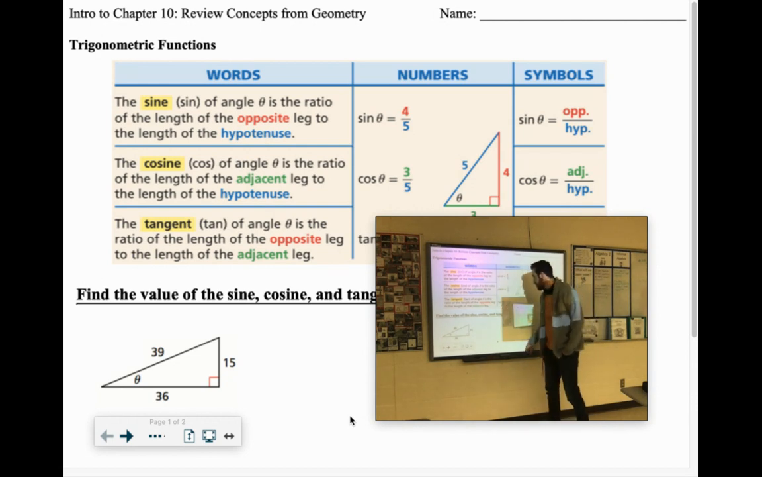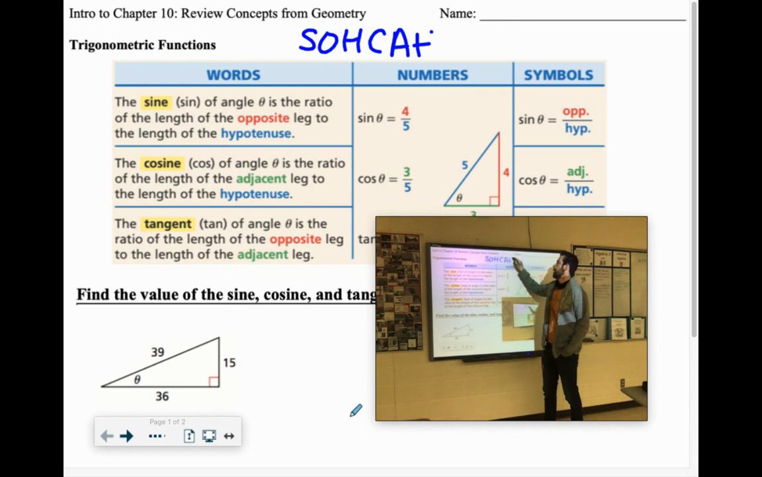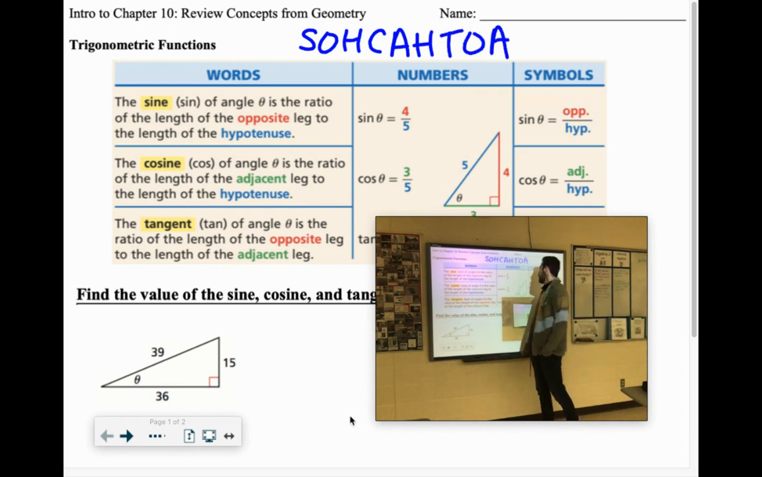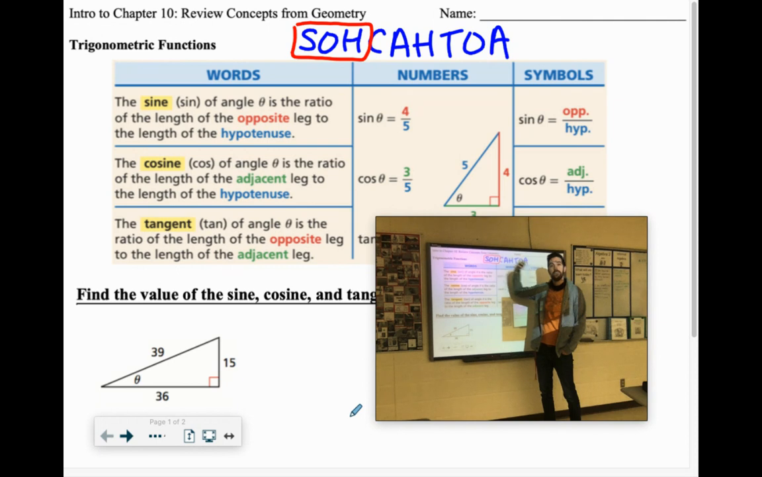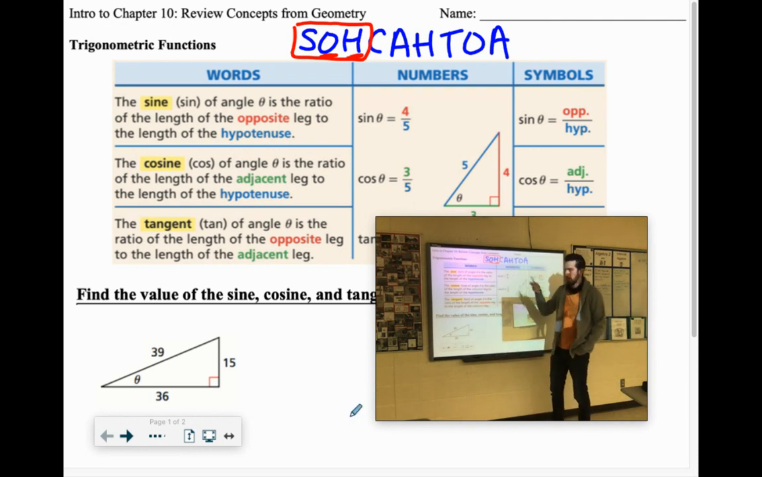So a common thing you might see is the phrase SOHCAHTOA. So that shows you a few things. The first part shows you for the sine, you're going to find the sine of an angle by doing the opposite side over the hypotenuse. Great. We'll see this all in action too.